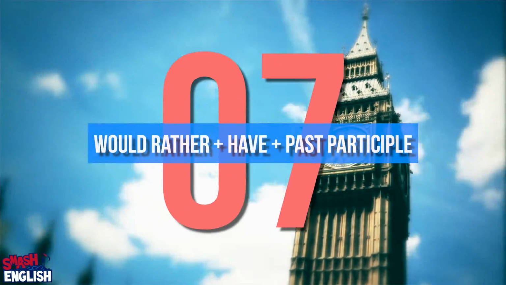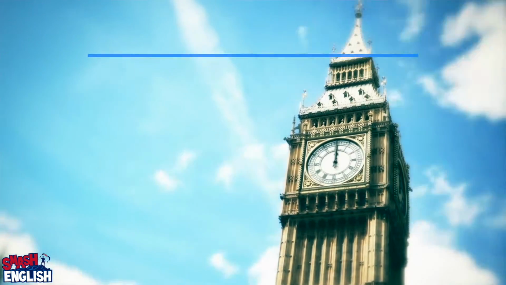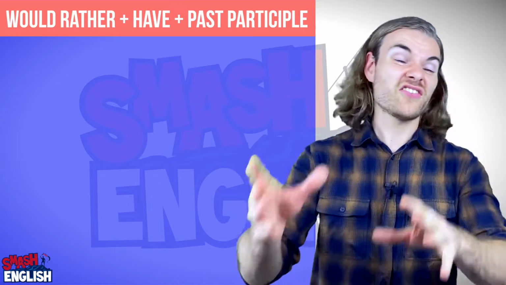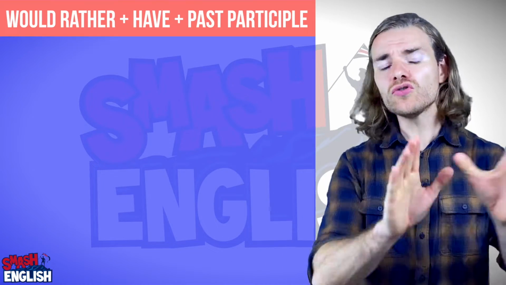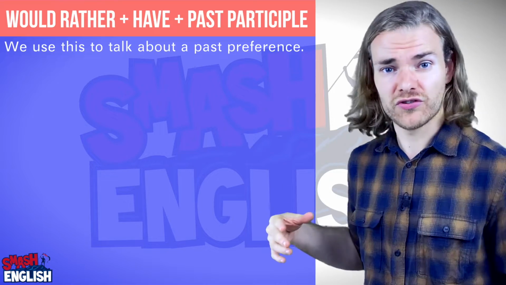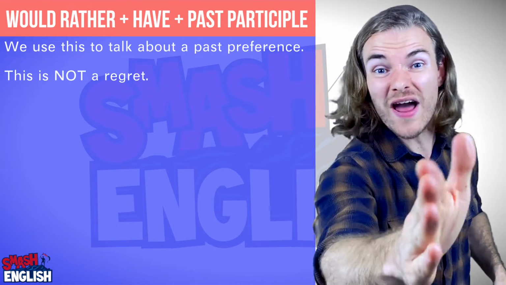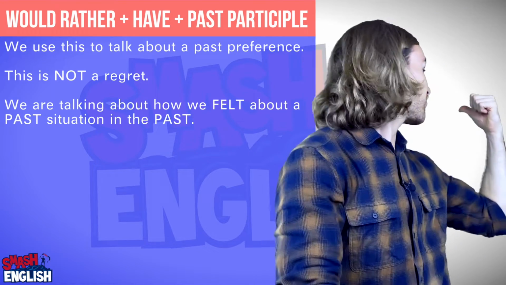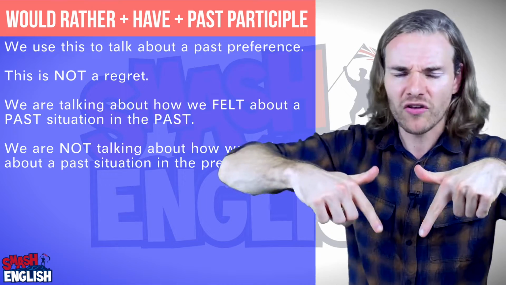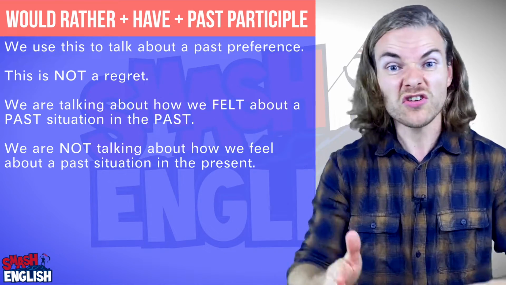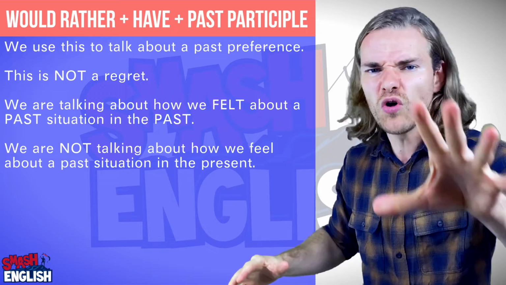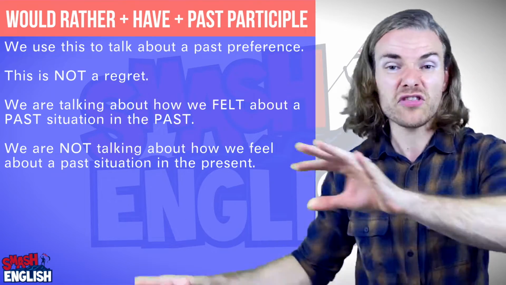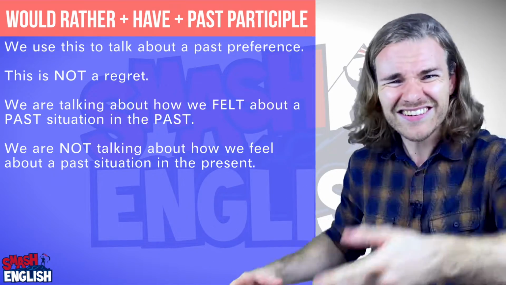Would rather plus have plus the past participle. This is where some students get confused. We use would rather plus have plus a past participle to talk about a past preference. However, this is not a regret. We are talking about how we felt about a past situation in the past. We are not talking about how we feel about a past situation in the present. So it's impossible for it to be a regret. We do not use would rather plus have plus the past participle for regrets. Do you understand? Good.